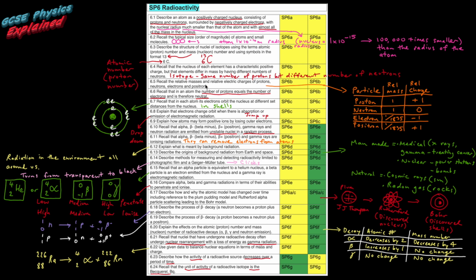Recall the relative masses and relative electric charges of protons, neutrons, electrons, and positrons. Right, these are the particles: proton, neutron, electron, positron. The relative masses of each one are written there, and the relative charge is written there. Protons are positive, neutrons are neutral, electrons are negative, positrons are positive. Protons and neutrons have a relative mass of 1.